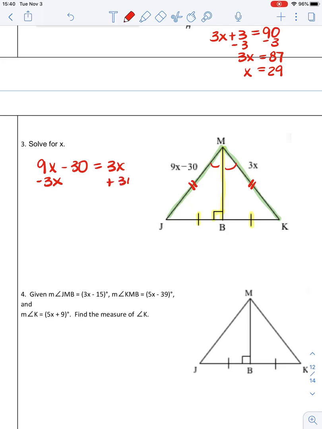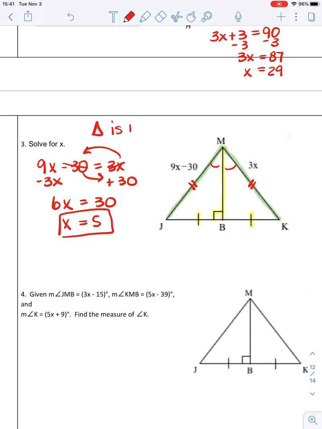Okay, subtract 3x from both sides and add 30 to both sides. You get 6x is equal to 30, because that 3x canceled, so I moved the 3x over here, I moved the 30 over there. Basically, I just changed sides, and that means that x is equal to 5. All that because all of those pieces, MB is the angle bisector, it's the altitude, it's the perpendicular bisector, it's the median. So that means that that triangle is isosceles. Okay? If you want to make that note so you have it.